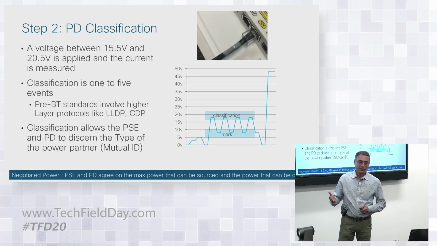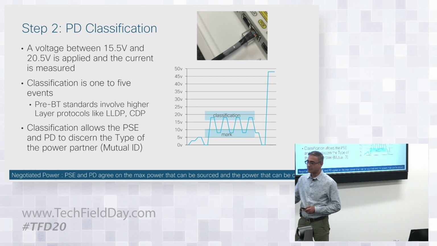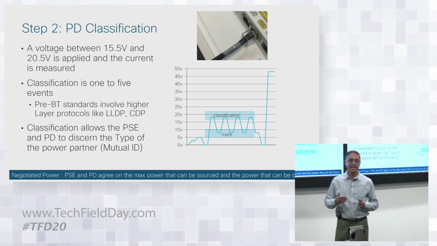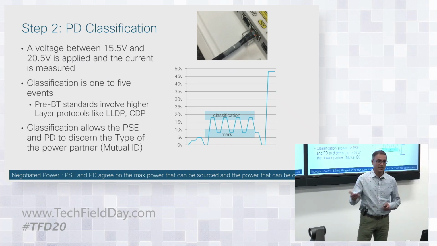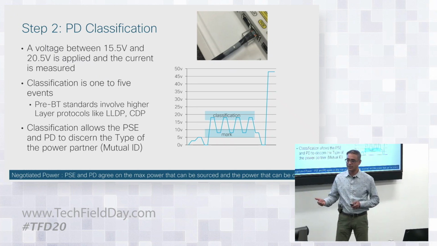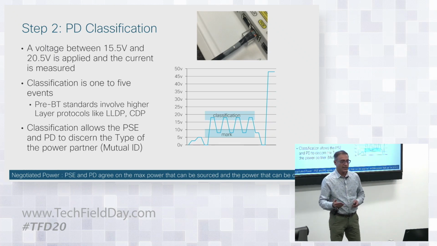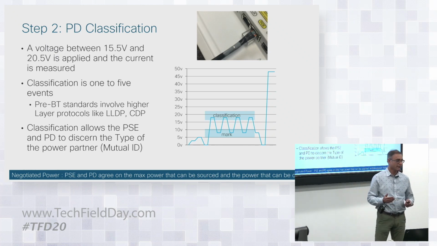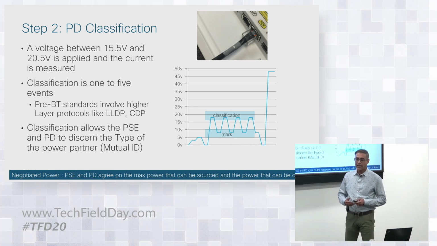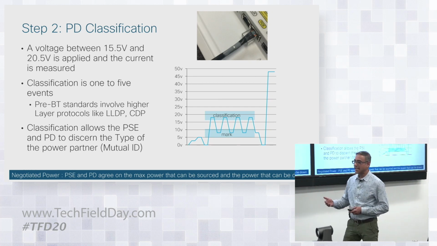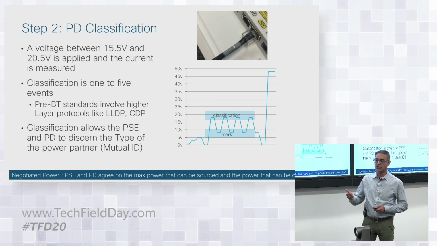The other principle is that there has to be a negotiation preceding the power draw. So before a PSE starts providing power, both the PD and the PSE have to negotiate and agree on the maximum power that can be drawn by the PD and the maximum power that the PSE can source. And this is done with a voltage range of 15.5 to 20 volts, which is, again, pretty safe for humans to touch.